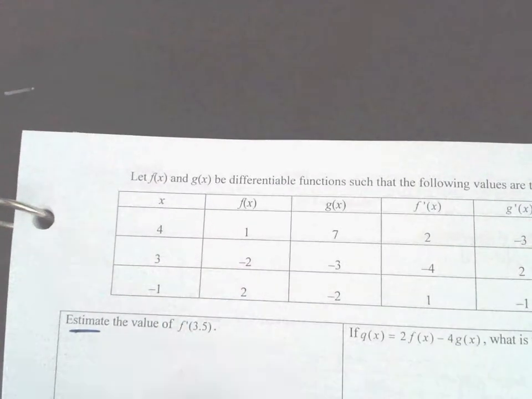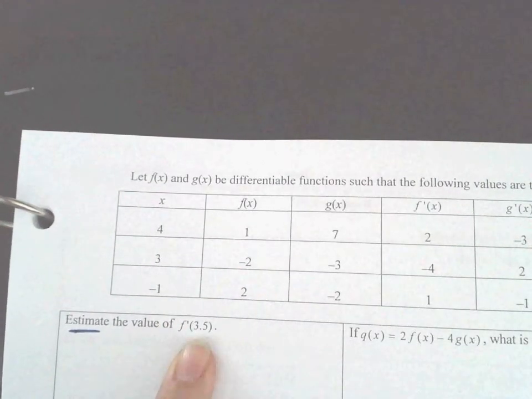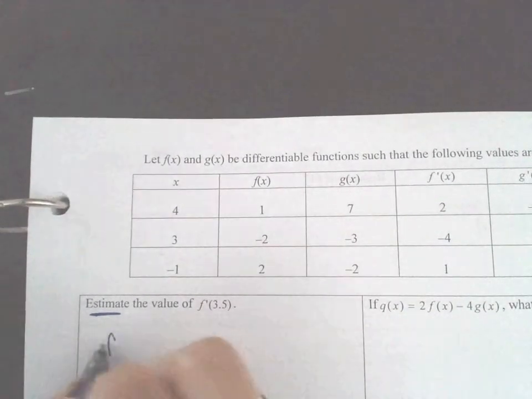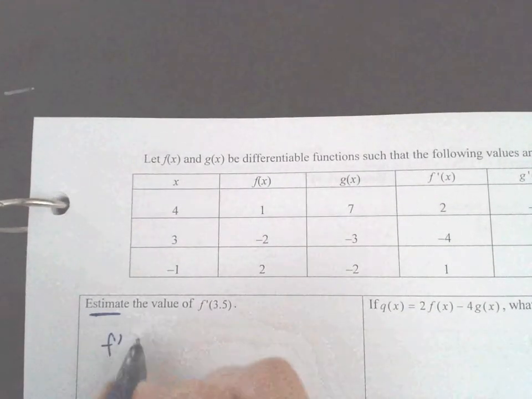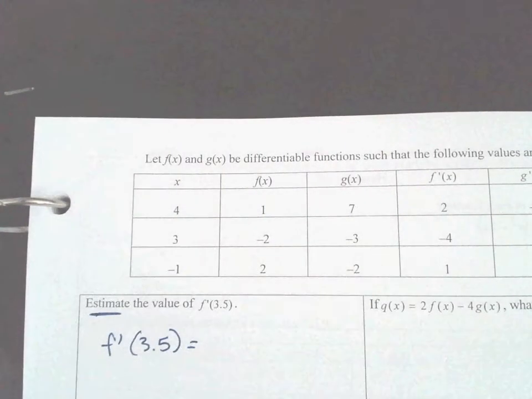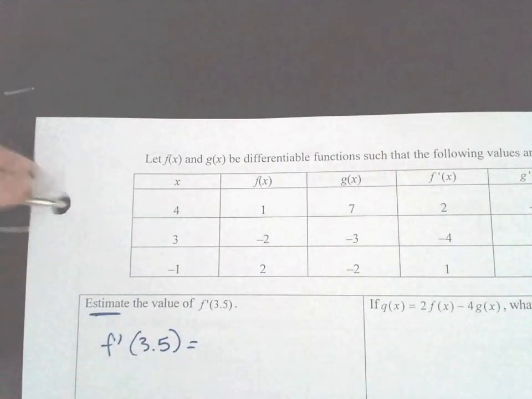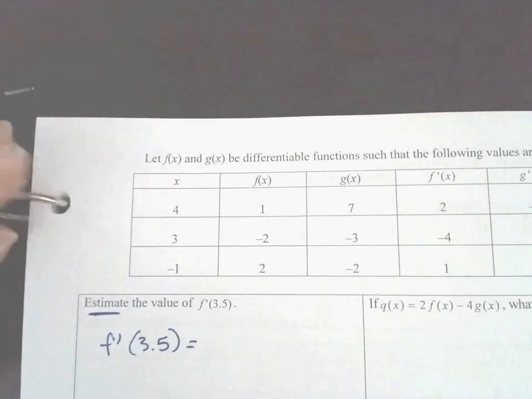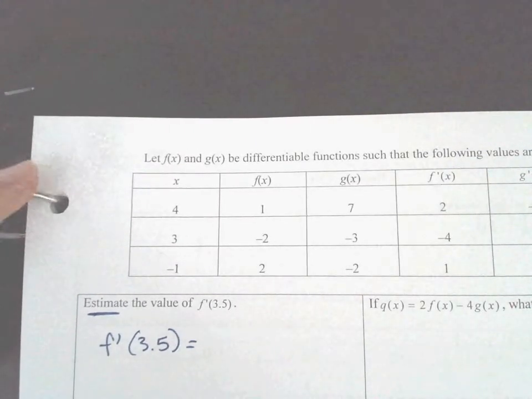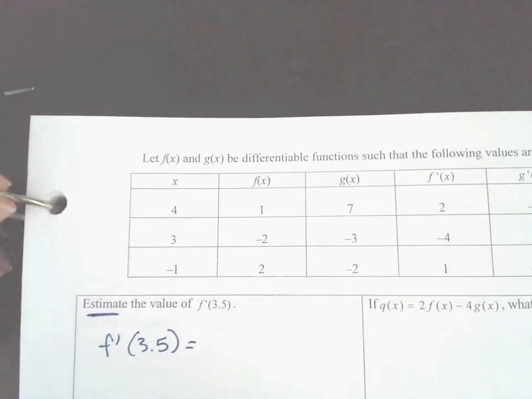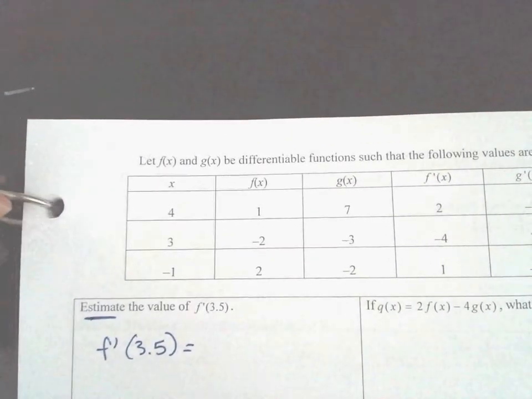But y'all, I'm given a table of values. Look to the right and left of that. We're going to look to the right and left of where 3.5 would be on this table. So to estimate f prime of 3.5, what we're going to do is use the slope of the secant line. Do y'all remember that?